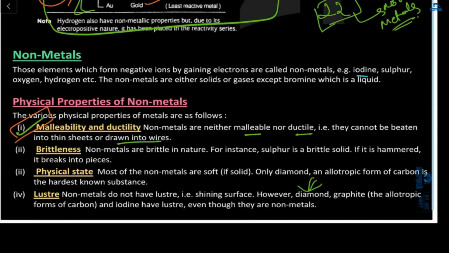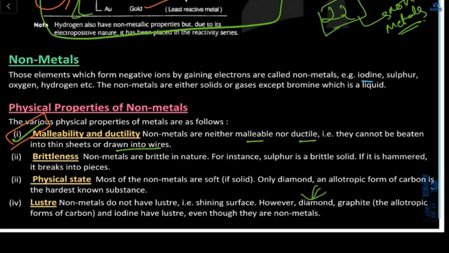I'm going to read it fast. I'm not reading the definition because I know it from before. It's okay, only write the points. Or else you can write like brittleness dash: if hammered, then it breaks, like that. And when hammered, it breaks into pieces.